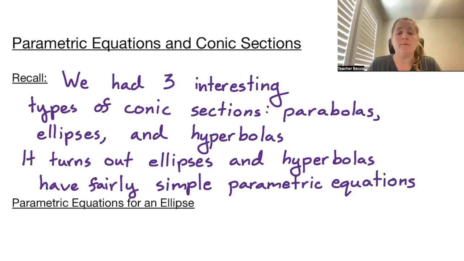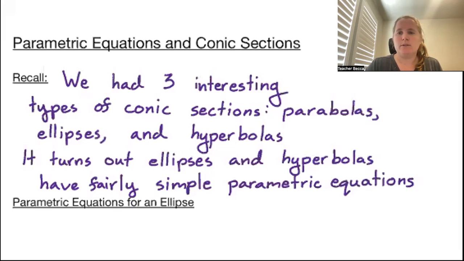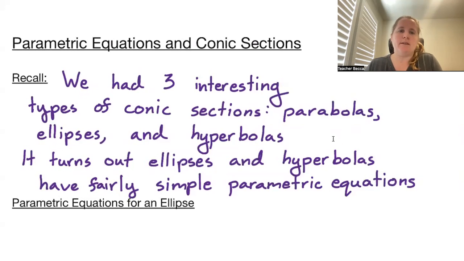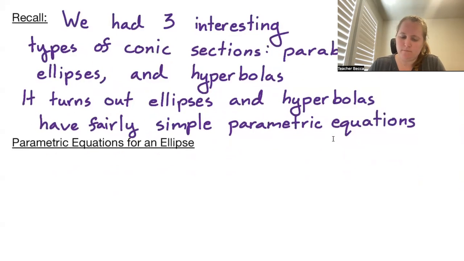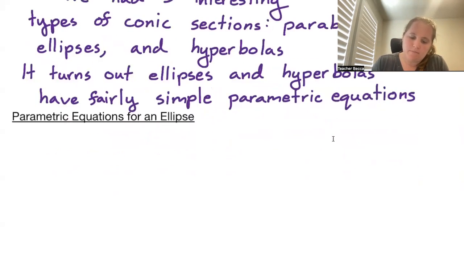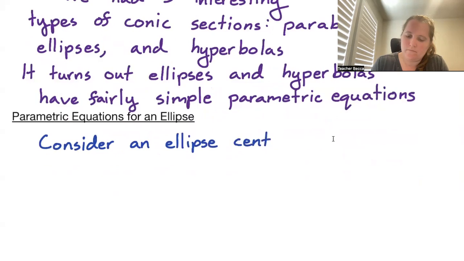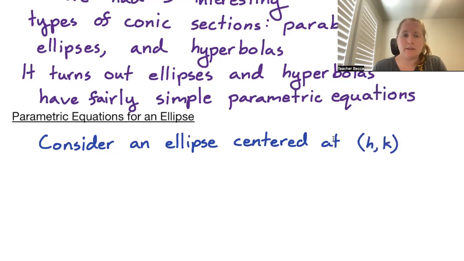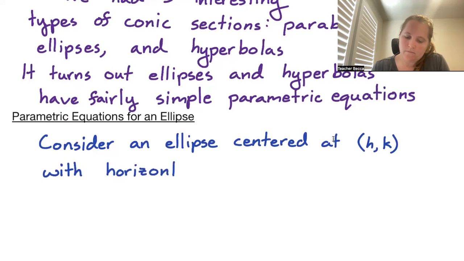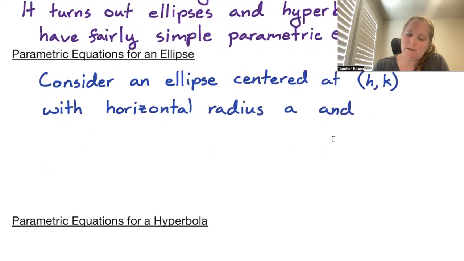So let's first look at an ellipse. Let's consider an ellipse which is centered at (h, k), with horizontal radius a and vertical radius b.